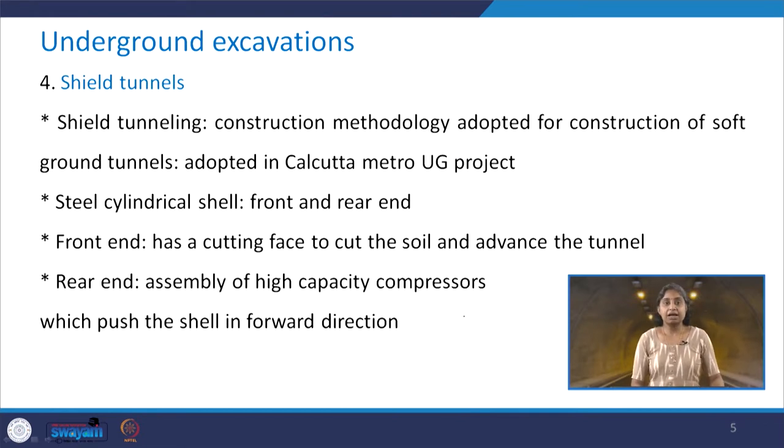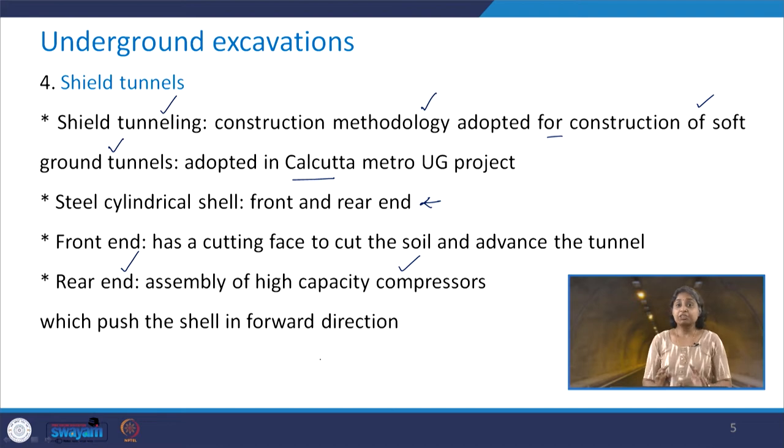Coming to the fourth category, that is shield tunnels. The tunneling process is called shield tunneling. This is the construction methodology adopted for construction of soft ground tunnels, and this was also adopted in the Calcutta Metro Underground project. Steel cylindrical shells are used at the front as well as the rear end. The front end has a cutting face, and its objective is to cut the soil and hence advance the tunnel. At the rear end, there is an assembly of high capacity compressors which push the shell in the forward direction, and hence the tunnel is advanced.